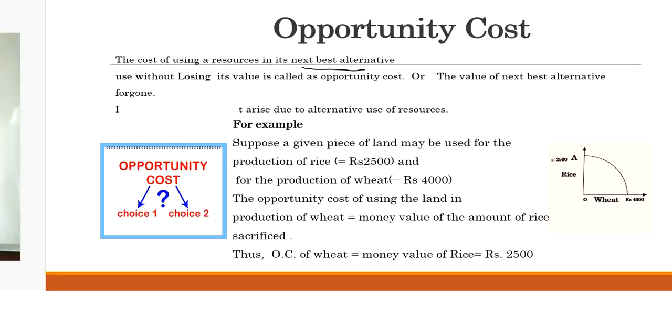whatever you are losing, that is the cost of your gain. Simply you can say that whatever you have given up to get something, or whatever you have foregone, that is the opportunity cost of what you have got.